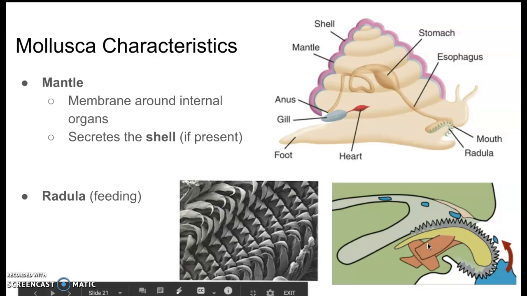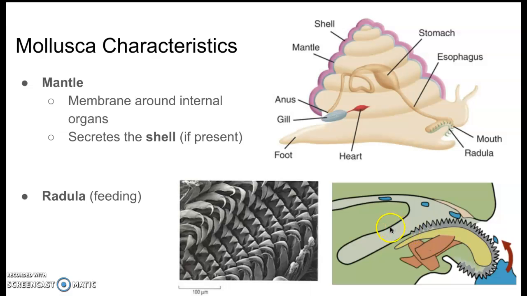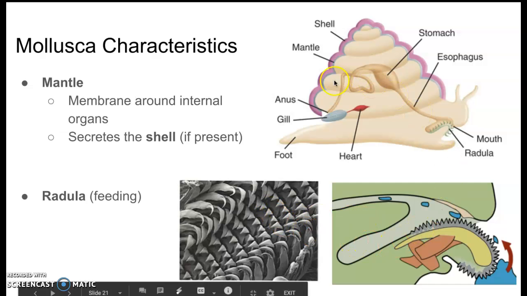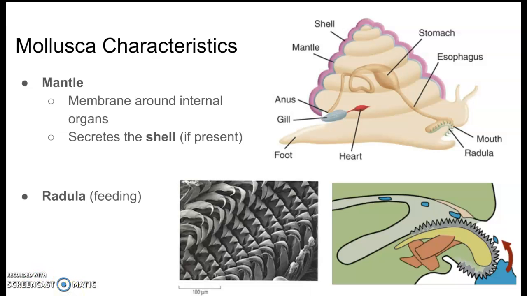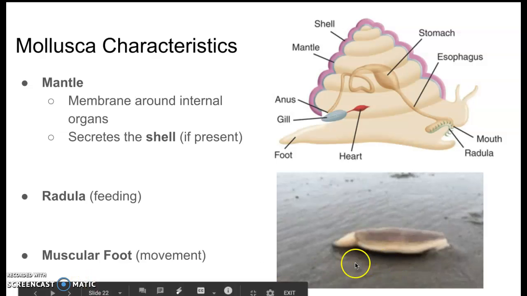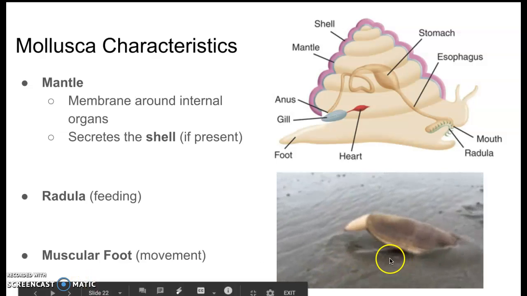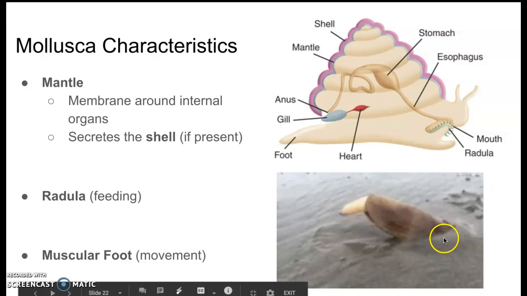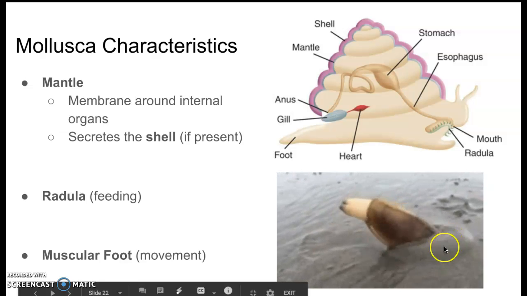Some mollusks are filter feeders like clams, and they actually do not have a radula. So not all mollusks have radulas. Remember that filter feeding is like our sponges, where the water sifts through and they collect the particles that are left. And they also have a muscular foot, and here you can see this mollusk using the foot to move around.